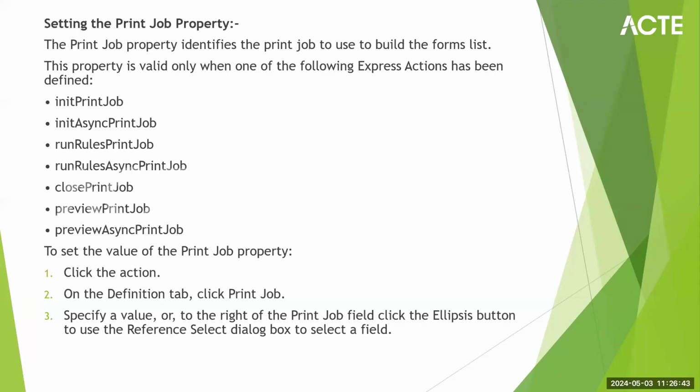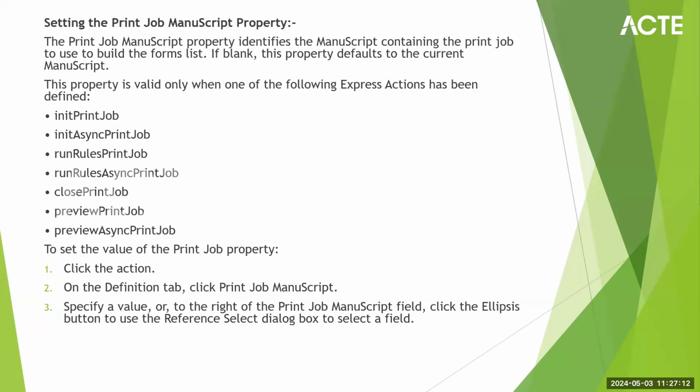So what are those? Init print job, init async print job, run rule print job, run rule async print job, close print job, preview print job, preview async print job. To set the value of the print job property using these above properties, click on the action on the definition tab, click on the print job, specify a value, or you can directly map that particular field which is already existing in the manuscript.